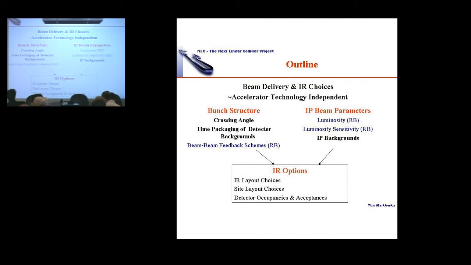The other side of the coin is IP beam parameters. Reinhard has also mentioned luminosity and luminosity sensitivity. I'll be talking a bit about IP backgrounds and how they generate from the beam parameters, and how these things feed into IR options, your layout choices, your site layout choices, and something of what the detectors might see.